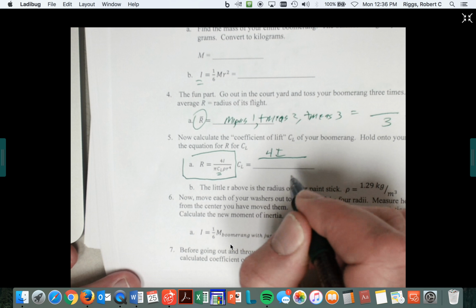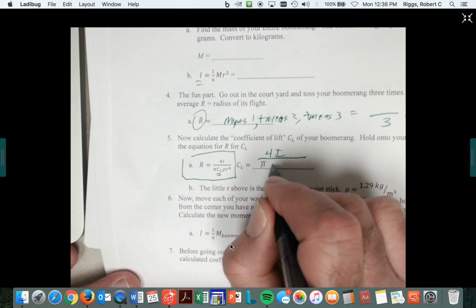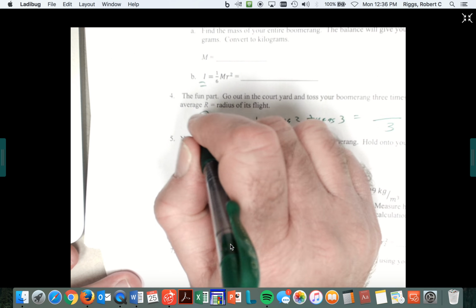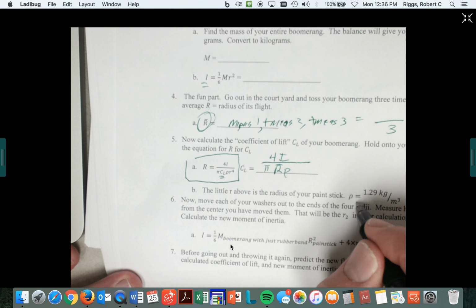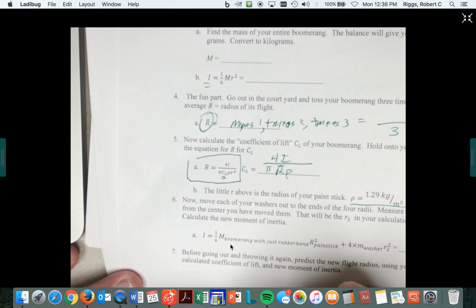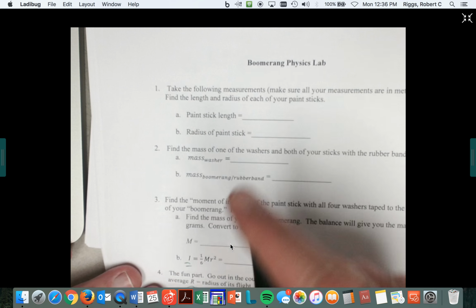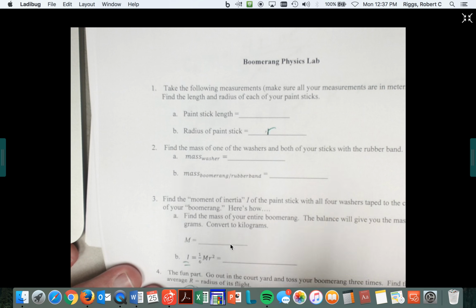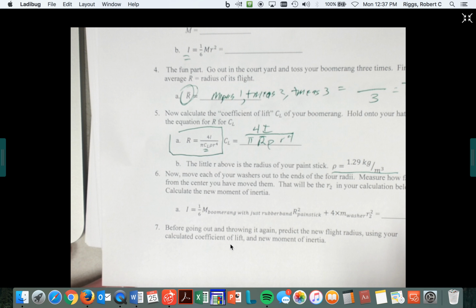Divided by pi times the r bar that we calculated here, times rho, which is here, and r to the 4th, which is your little r. Okay? All right. Cool beans.